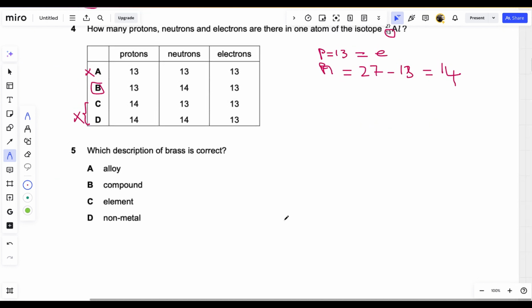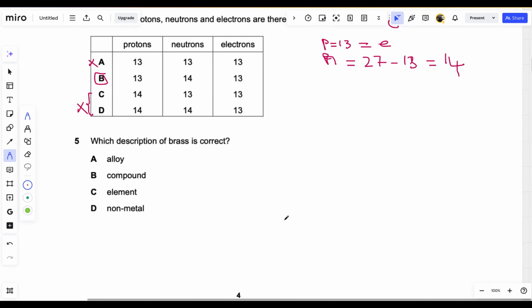Now let's go to question number 5. We have to try as much as we can to finish all the questions. Which description of brass is correct? Brass is an alloy. Remember this.